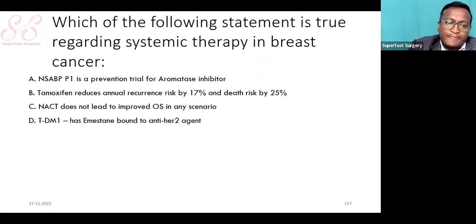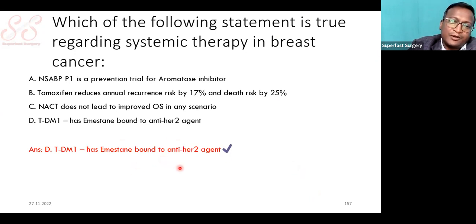Okay, so the answer is TDM1 has MS10 bound to anti-HER2 agent. Okay, so NACT does not lead to improve OS in any scenario.